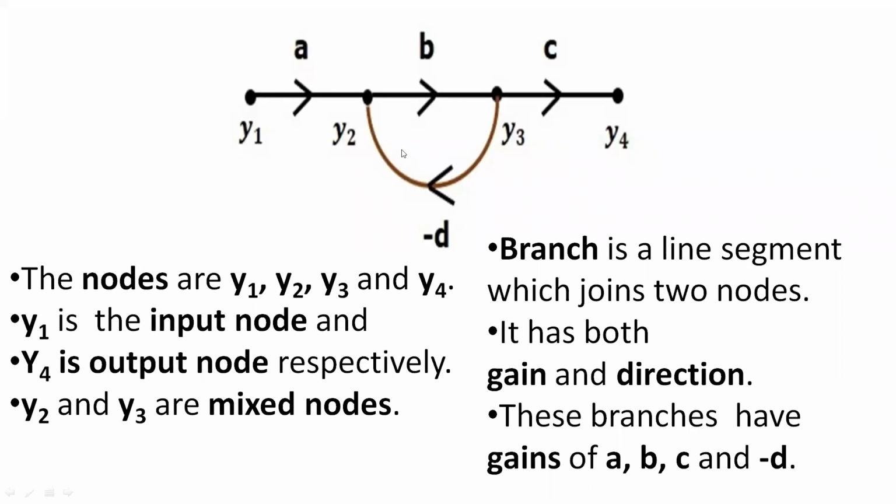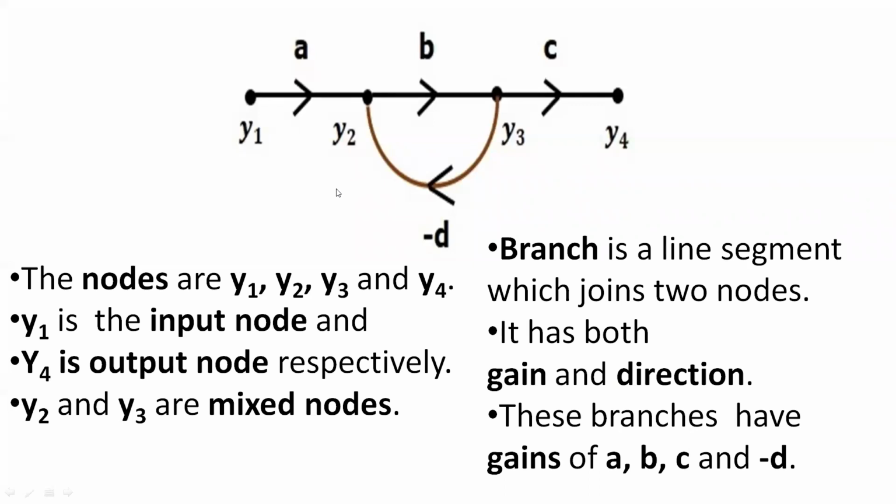A branch is a line segment which joins two nodes. It has both gain and direction. For this branch, the gain is A, and this is the direction. For the Y2, Y3 branch, the gain is B, and the direction is this. For the Y3, Y4 branch, the gain is C, and the direction is this. For the Y3, Y2 branch, the gain is minus D, and the direction is this. That's the brief terminology.